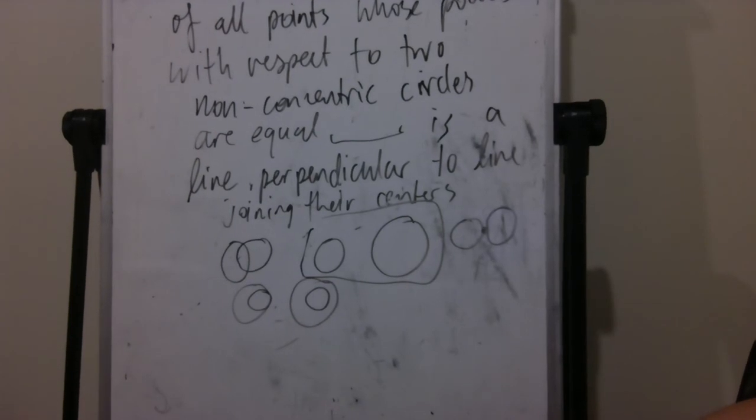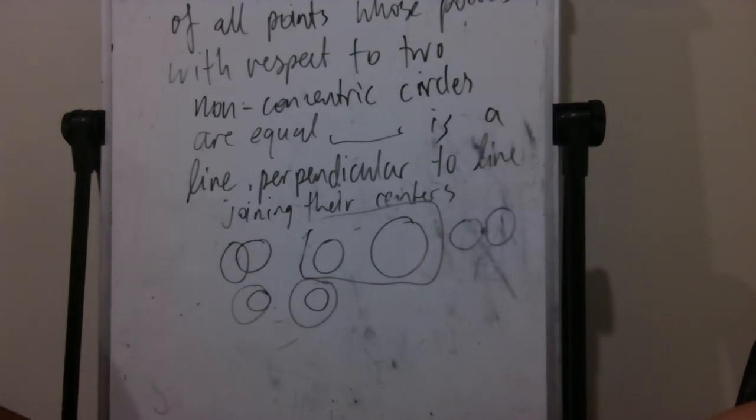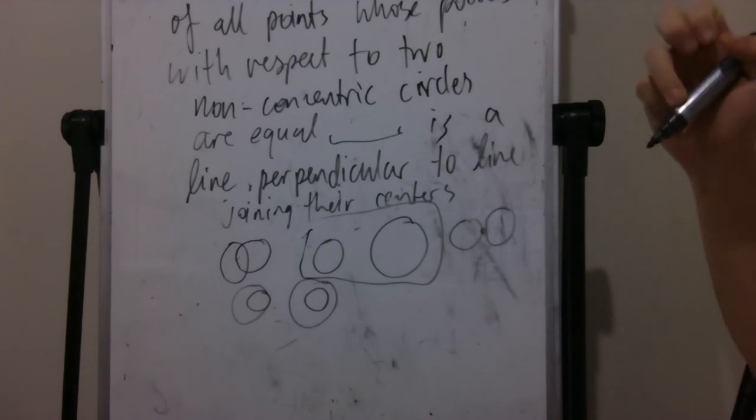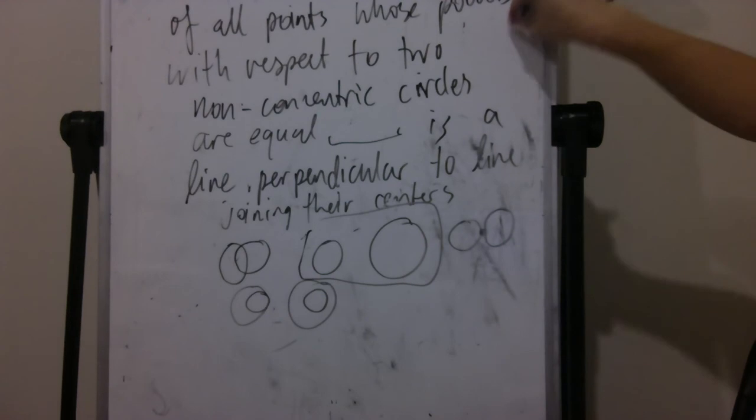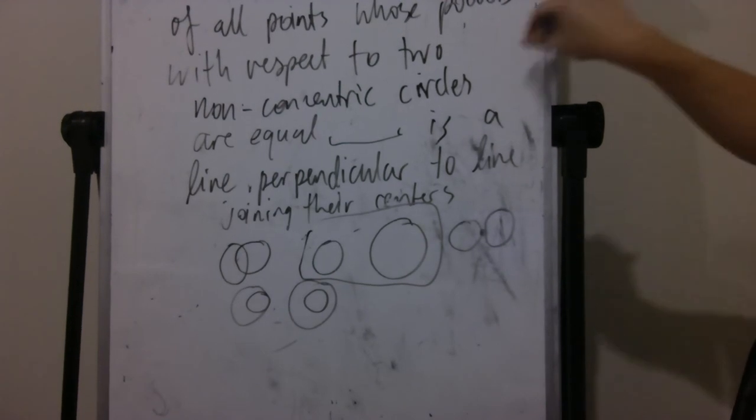So I guess we don't have enough time to prove it, but can you kind of figure out roughly where this radical axis is? So when you have two circles, right? You have a point. That point has a power with respect to one circle, right? And has a power with respect to the other circle, yeah?